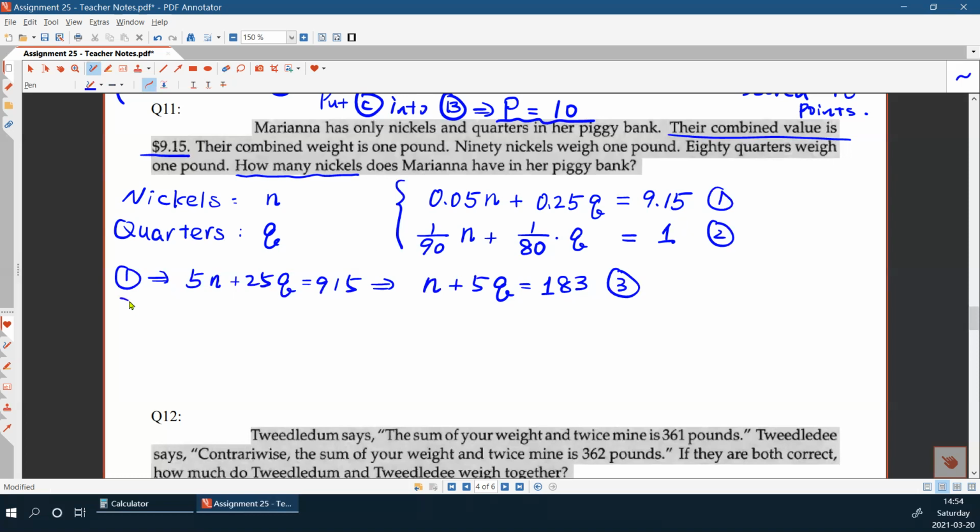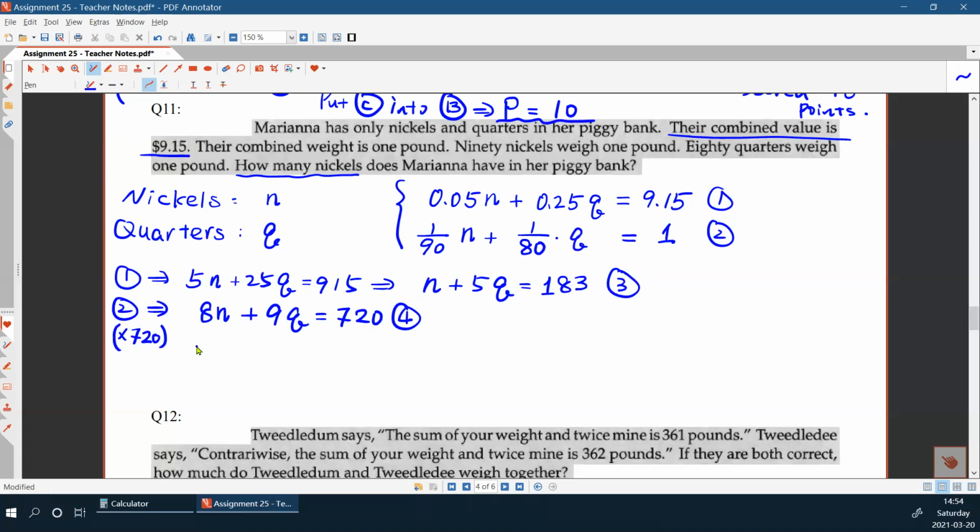How about the second one? For the second one, we can multiply by 720 on both sides of the equation, and this will give you 8n plus 9q equals 720. Correct? Let's call this number 4.